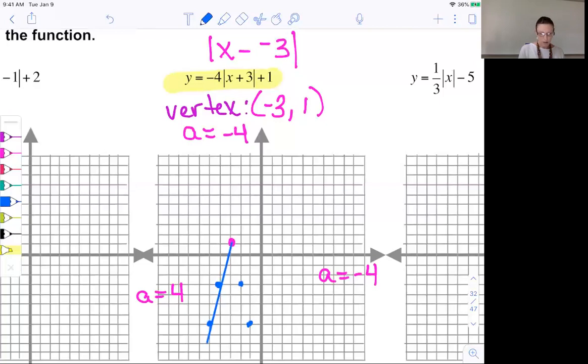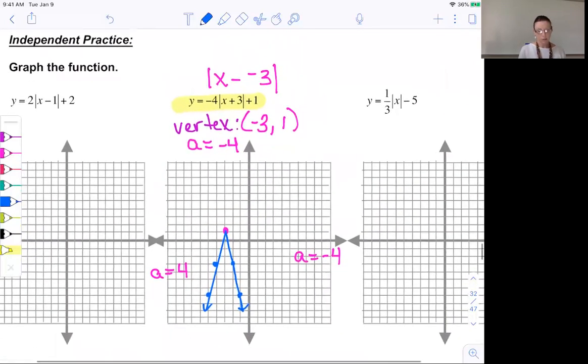Then I'm connecting and making my absolute value. This graph goes down because of the negative sign in the equation. Remember, that flips the graph. Questions?